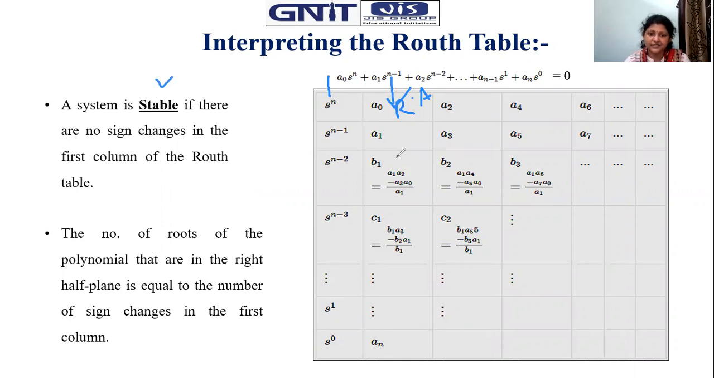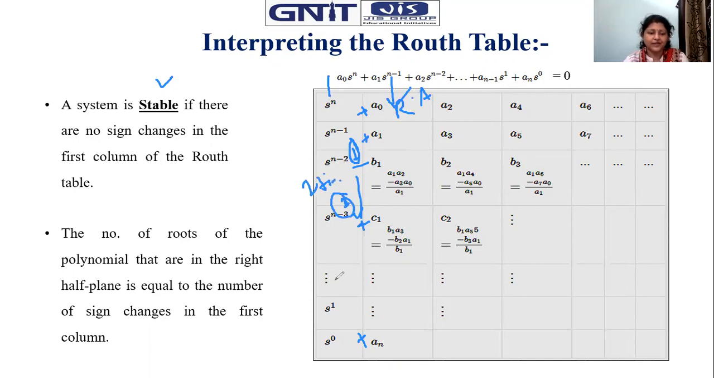But if a sign change occurs, suppose we are getting A0, A1 all positive, and B1 is getting negative, again we are getting C1 positive, and then all are positive, continuing. So what is our observation? Moving from A0 to A1, there is no sign change. Then A1 to B1, there is one sign change. Then B1 to C1, again there is a sign change, another second sign change. So we are getting the sign changing two times.